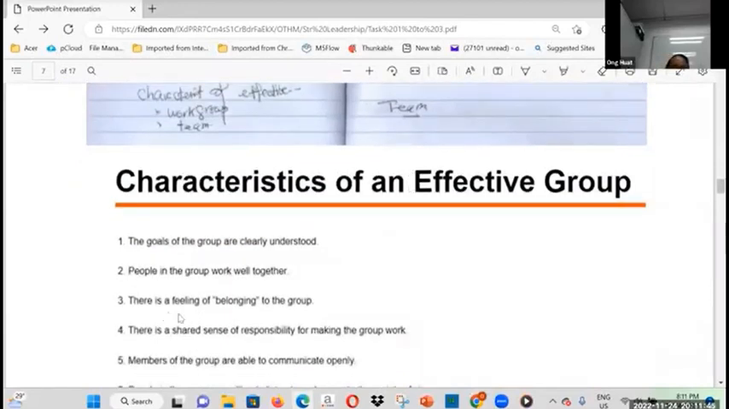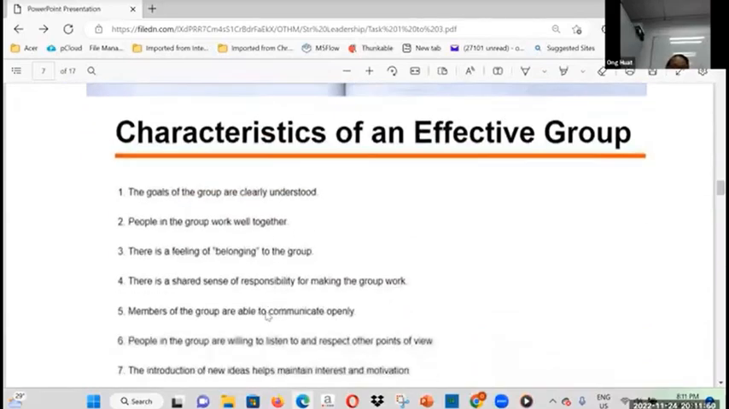There is a sense, there is a feeling of belongingness. I cannot really explain this because feeling of belongingness, right, can also be found in a team, right? But try to understand that the effective group must have a feeling of belongingness, right? That means you like to belong to the group. You're so happy to be in the group. You're so happy to see the group when you meet them, right?